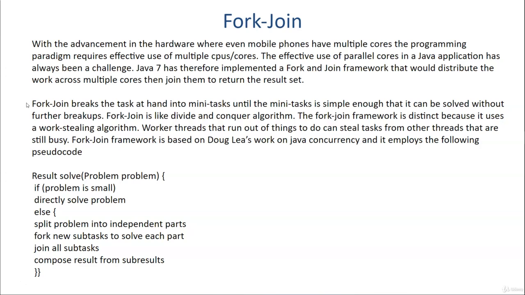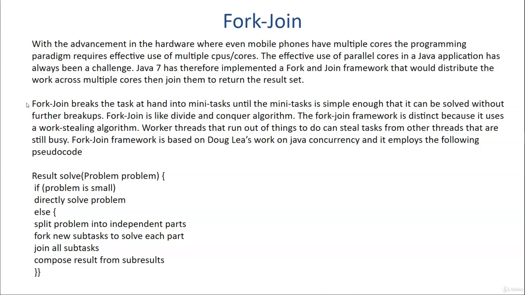Fork join breaks the task at hand into multiple tasks until the mini task is simple enough that it can be solved without further breakups. Fork join is like a divide and conquer algorithm. The fork join framework is distinct because it uses a work stealing algorithm. Worker threads that run out of things to do can steal tasks from other threads that are still busy.